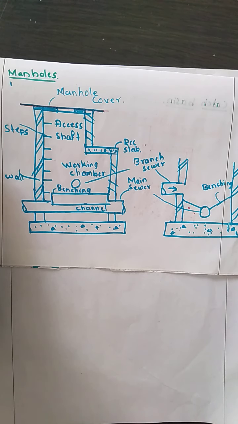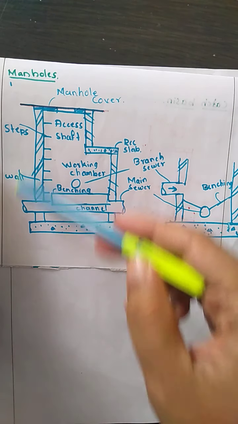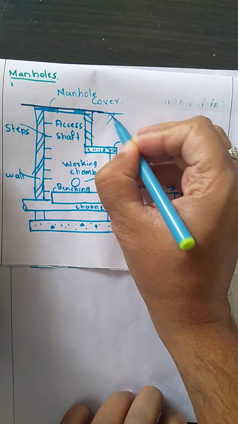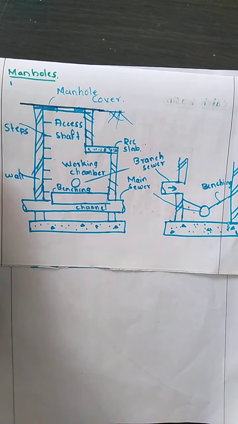Now we can see that these manholes will normally be underground. Now we will see one by one what the components of the manhole are. As you can see, wherever there is a change in junction, or wherever two to three sewers join, and wherever there is an obstruction, for maintenance work we provide these manholes.